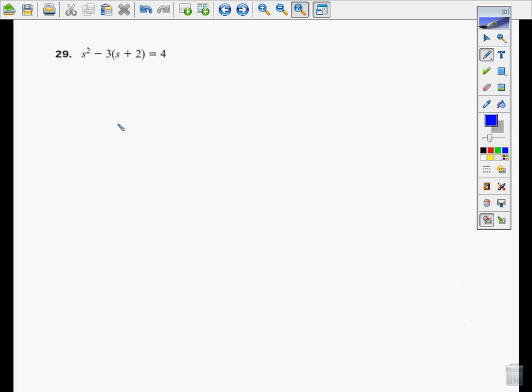Here's the one I was talking about earlier where they're going to make you work at it a little bit more. So before we can actually solve this and factor it, I have to sort of build it up and then break it back down. So I'm going to distribute the negative 3. So that gives me s squared minus 3s minus 6 equals 4.